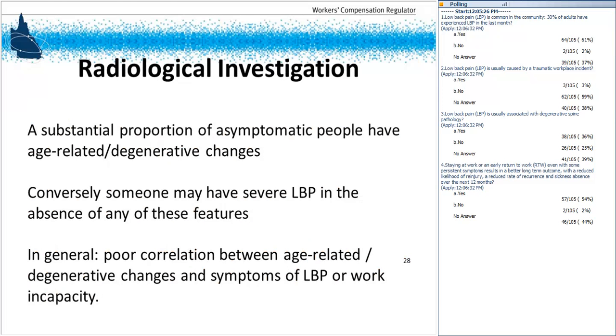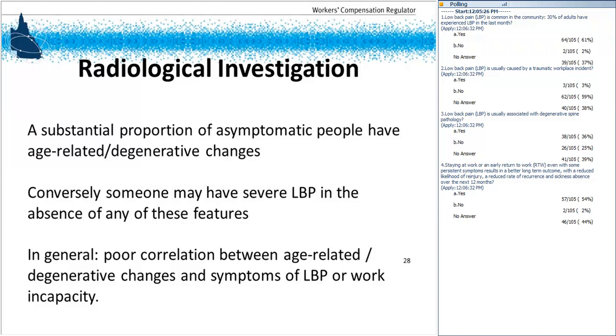A substantial proportion of people without back pain will have these changes. And conversely, someone with severe low back pain may have a pristine spine on imaging. I wanted to just make a few important observations. And this is of relevance to, I suppose, the work context. Firstly, there's generally a poor correlation between age-related or degenerative changes and symptoms of low back pain or working capacity.